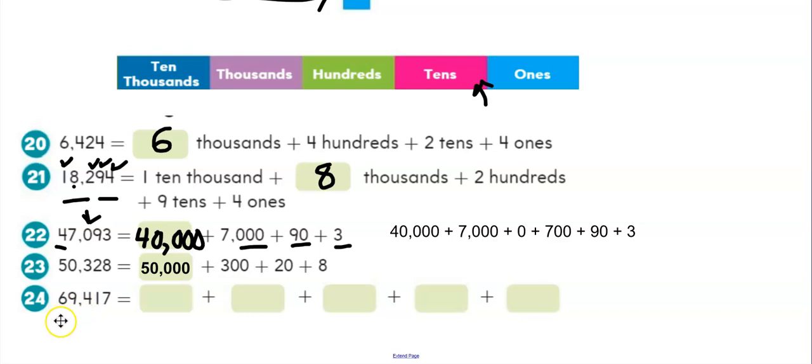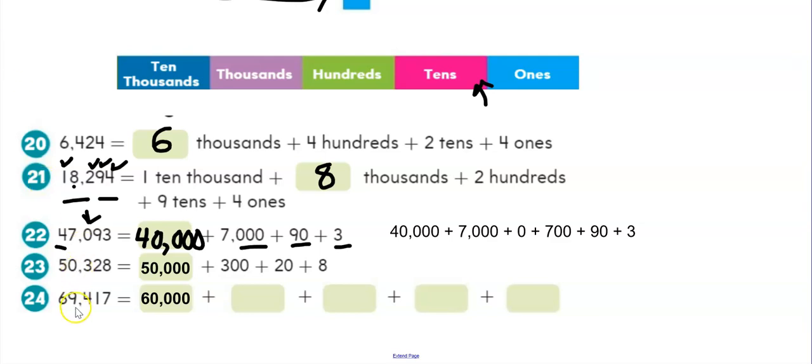Our last challenge today is to do expanded notation for the number 69,417. That means we are going to record each individual place and its value. So this place right here is the 10,000s place. What would 6 times 10,000 be? I think 60,000, because 6 times 10 is 60. So 6 times 10,000 will be 60,000.